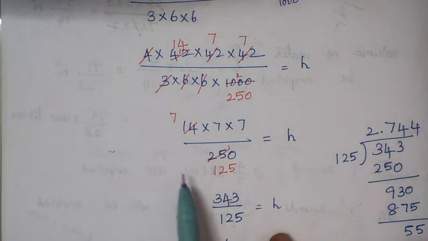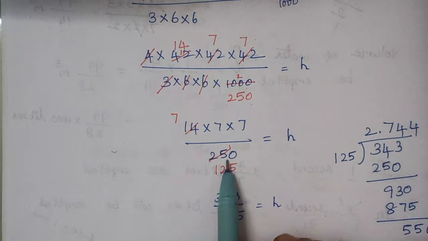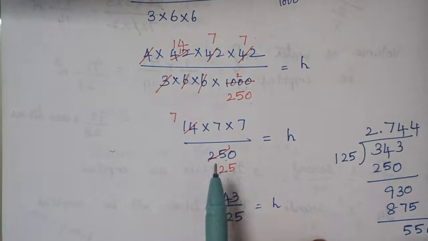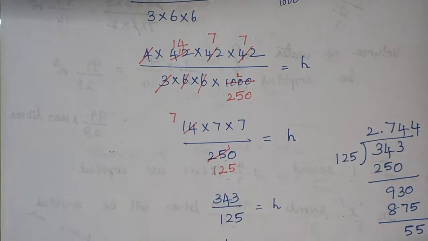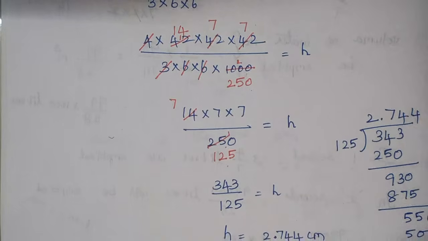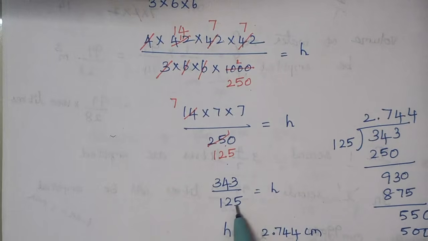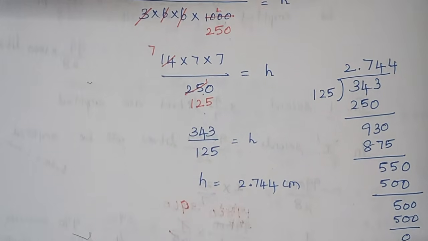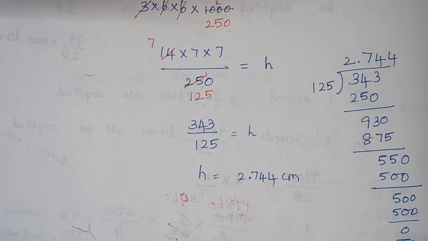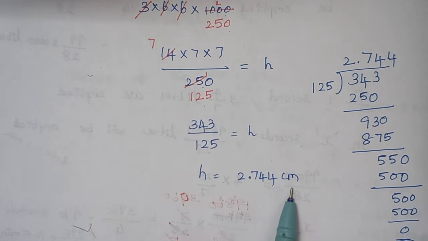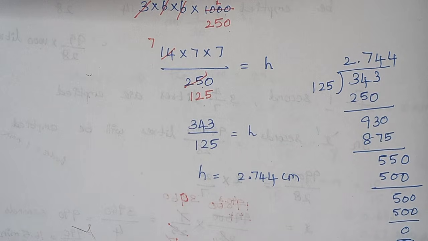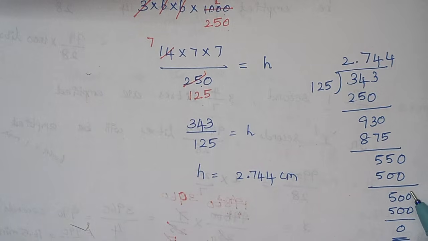So again, you see you can cancel this 14 and 250, right? I am doing it by 2. 7 2s are 14 and 125 times 2 is 250. So again the h is given by 343 by 125. This is a normal division, right? So when you divide, finally we end up with the answer as 2.744 centimeter, right? This is a normal division, so I have just done it for you. You can have a look at it if you have any doubt.